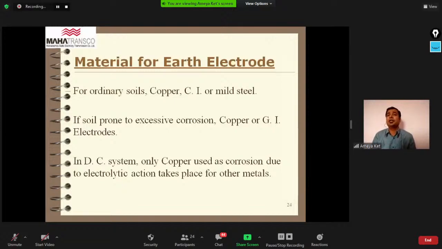Now coming to the material for the earth electrode, that is for pipe type earthing, where the pipe is made of a particular material. What will be the selection criteria? It should have high fusing withstand capability in terms of temperature and fault current, cost effectiveness, mechanical properties, chemical properties, and of course conductivity. For ordinary soil, copper, CI and MS can be the options. But if the soil is prone to excessive corrosion, we go for copper or GI electrodes. Throughout Maharashtra, we are using GI type pipe for earthing. In the DC system, we use only copper, as corrosion due to electrolytic action takes place for other metals in the DC system.